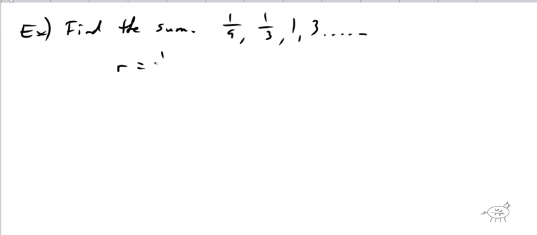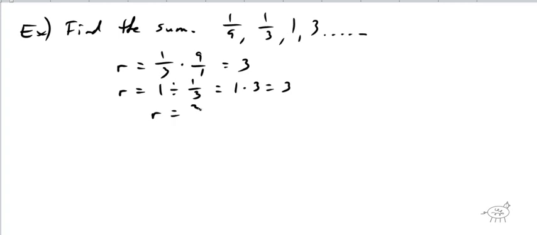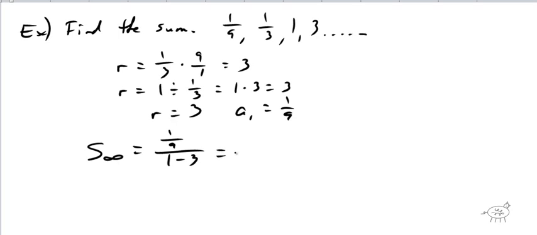So r is going to be 1/3 divided by 1/9, or times 9 over 1, right? You've got to do the reciprocal. And so we get 3. Check it again. 1 divided by 1/3 is the same thing as 1 times 3, which is 3. Okay, good. So we know r is 3, and a sub 1 is 1/9. So s sub infinity equals a sub 1 over 1 minus 3. If you divide that out, we get negative 1 over 18.